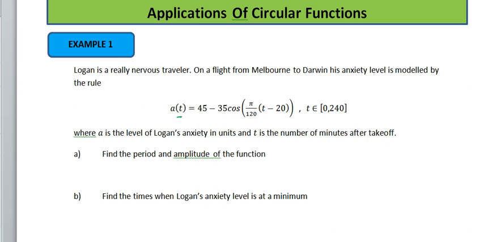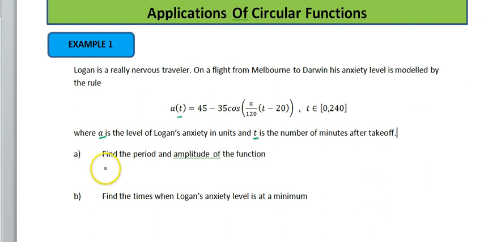His anxiety level is modelled by this particular rule, and we're told that A is the level of Logan's anxiety in whatever units that might be, and T is the number of minutes after takeoff. In every extended response question there's usually a couple of marks that would be the easy marks, and part A here is just the straightforward period and amplitude of the function.